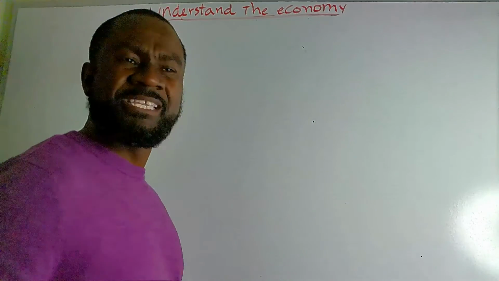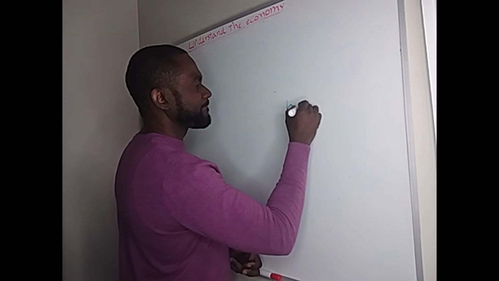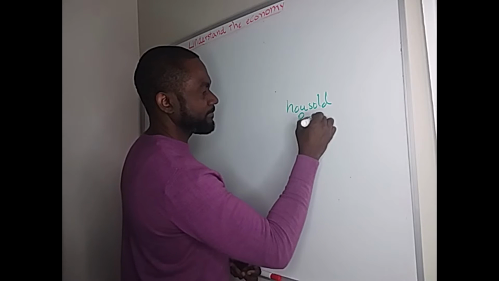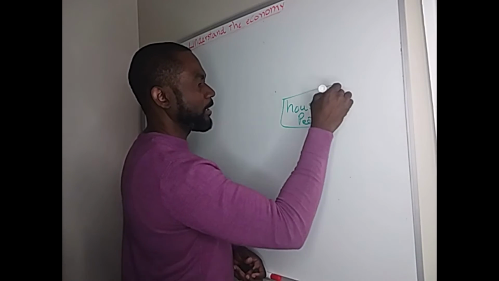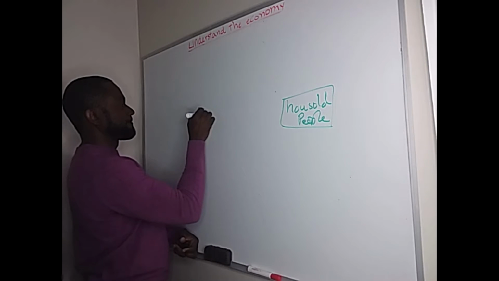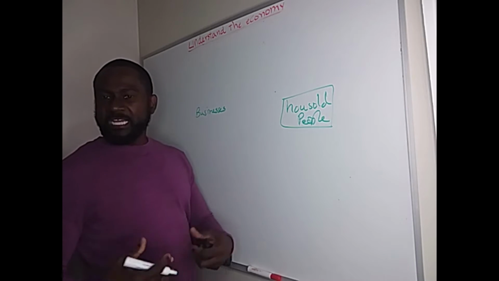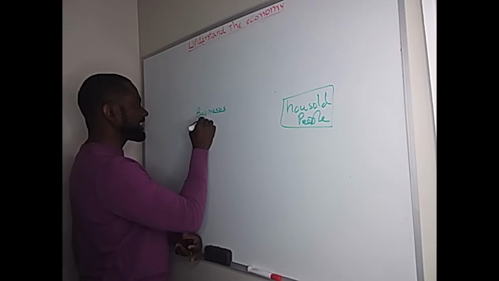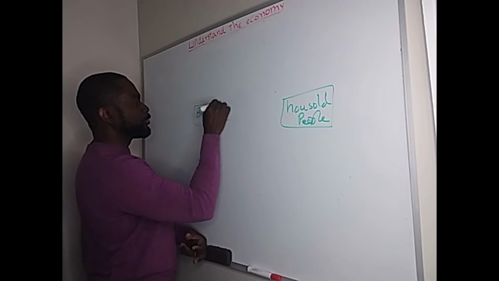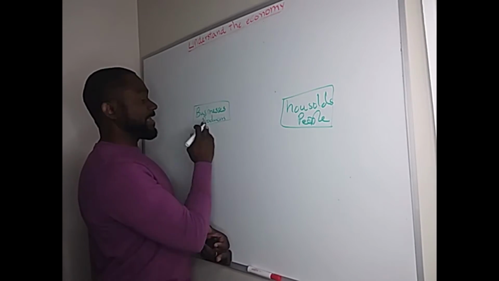So the economy basically has four major blocks in it. We have households, which is where the people are. This is the first block. But also we have businesses, and those are the people we call producers in the economy. Producers, those are businesses. We have people, households, and then we have businesses.